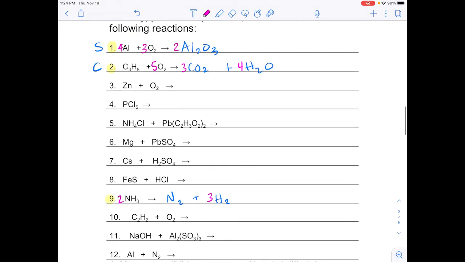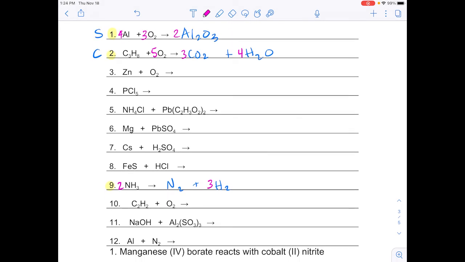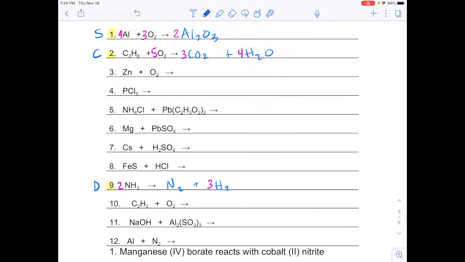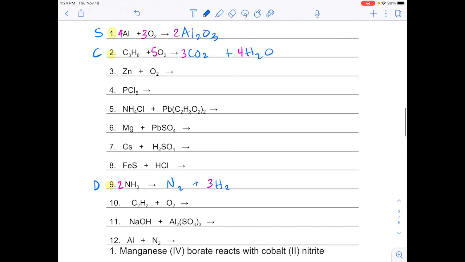So let's see, we've done synthesis, combustion. This was decomposition here. And now we're going to try to find a single replacement one that's not going to hurt your feelings too hard. And I guess that would be number 7.